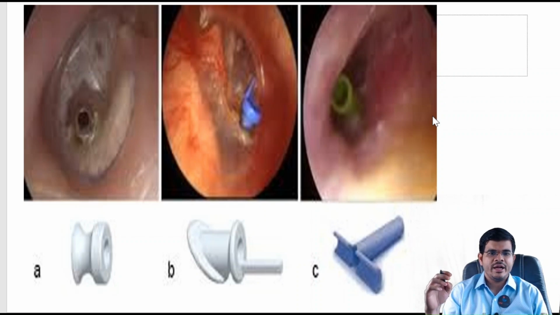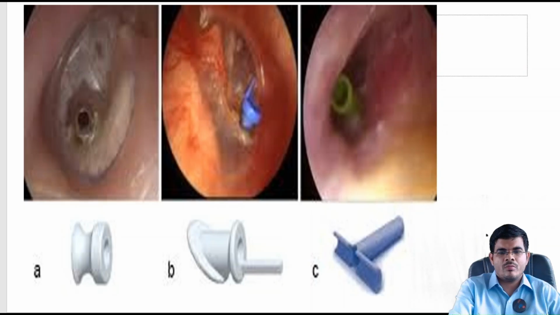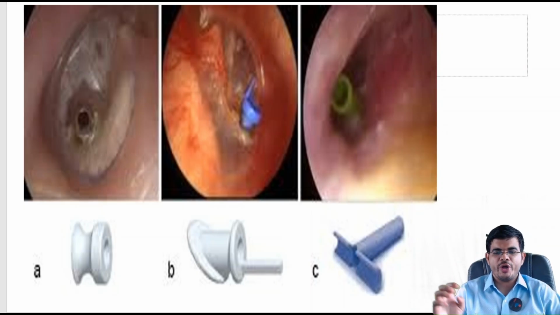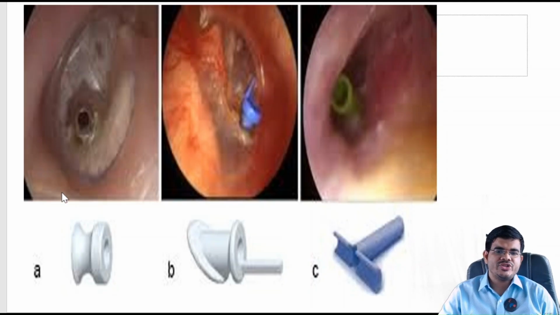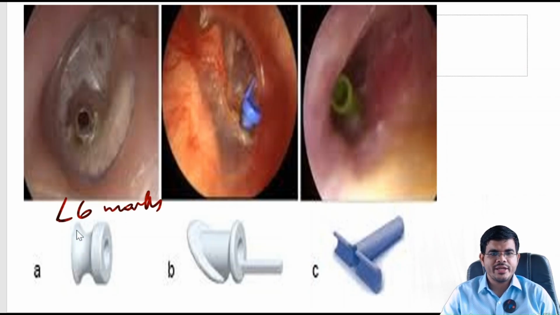Now, what are the types of ventilation tube available? It could be a short term ventilation tube, or a medium term, or a long term ventilation tube. Now, what are these short term ventilation tubes? These tubes will be staying only for less than 6 months. After that it will get extruded on its own, and it is used for otitis media with effusion.